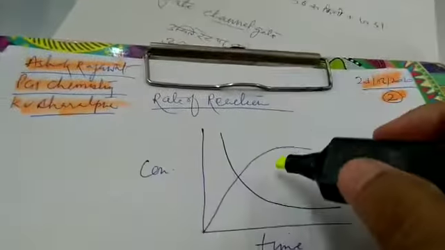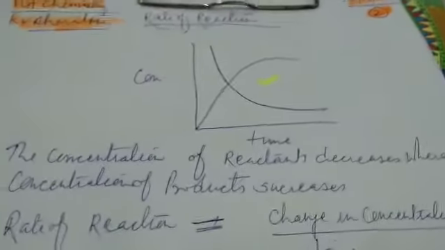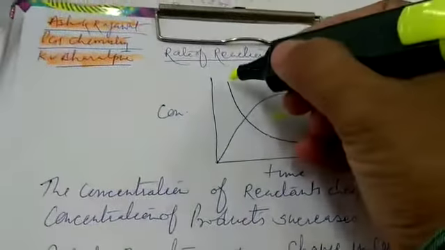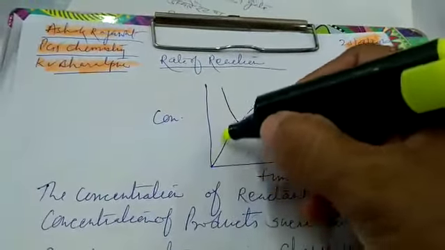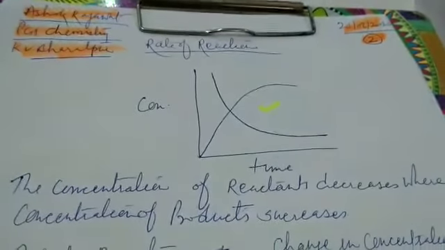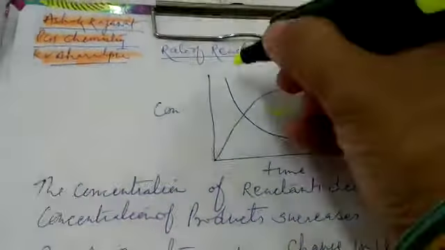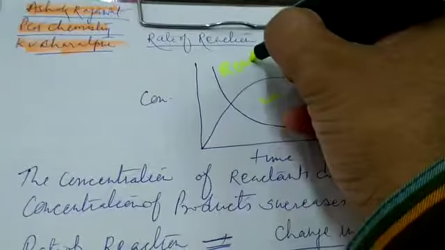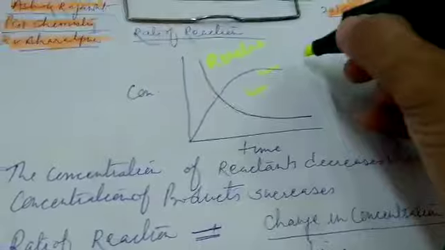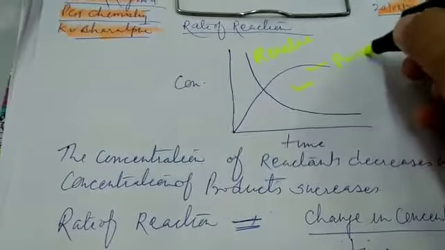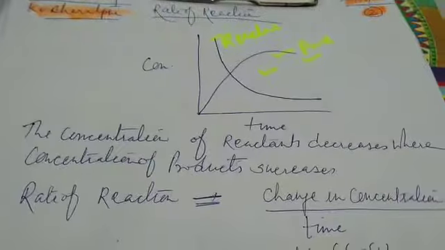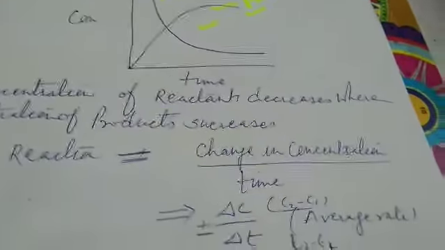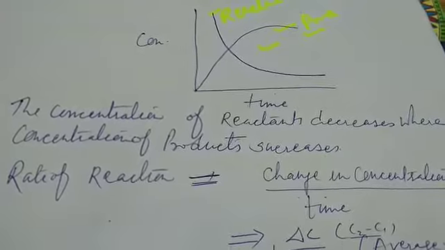Now consider this graph. You can see that in one line the concentration is decreasing, and in the other line the concentration is increasing. You can clearly see that the concentration of reactants decreases continuously, whereas the concentration of products increases continuously. So this line belongs to reactants and this line belongs to products.